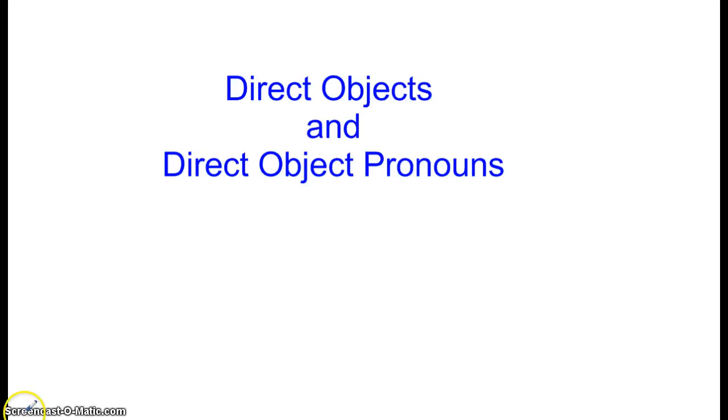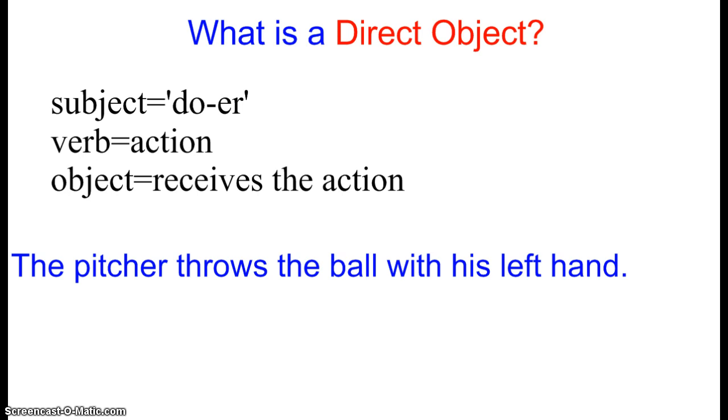Today we're going to review direct objects and direct object pronouns in Spanish and English. What is a direct object? The direct object receives the action of the verb in the sentence. We learned in 7th grade what a subject and a verb is. 8th grade is going to focus more on direct objects, even though we started them in 7th grade.